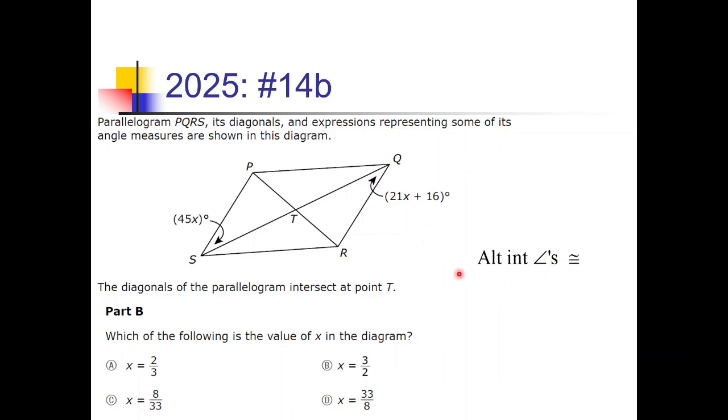So that means basically I can set 45x and 21x plus 16 equal to each other. Now I just have to solve for x. So subtracting 21x, that'll give us 24x equals 16. And then dividing both sides by 24, we have 16 over 24, which I can reduce to 2/3. And that's going to match answer choice A.